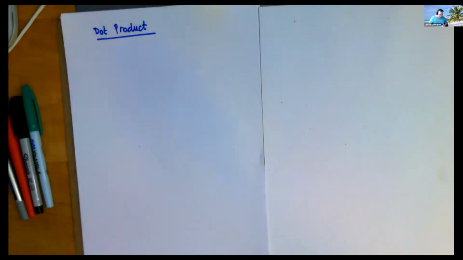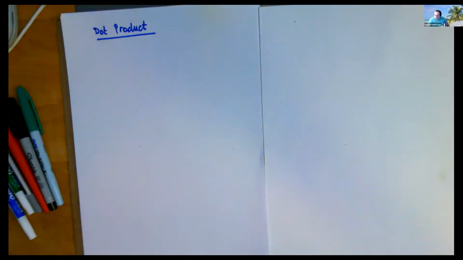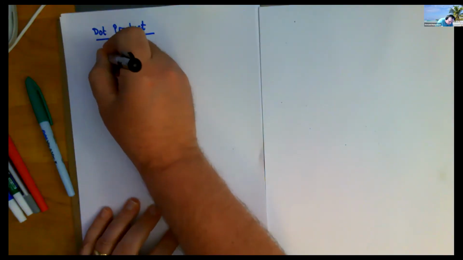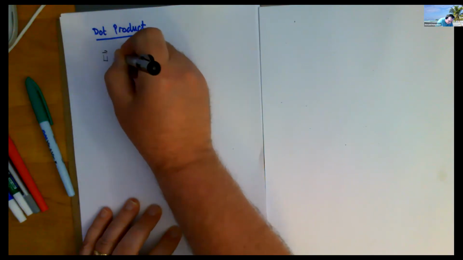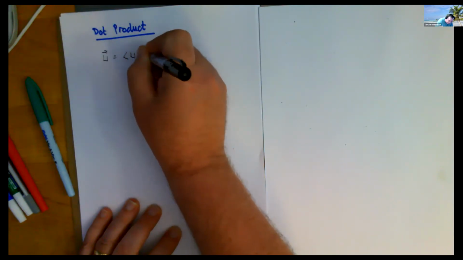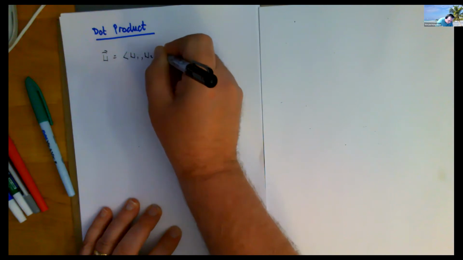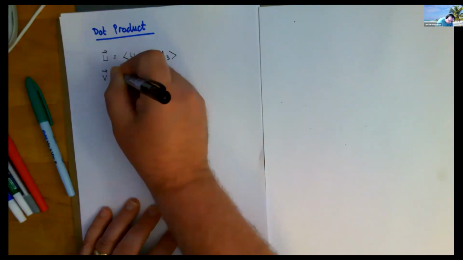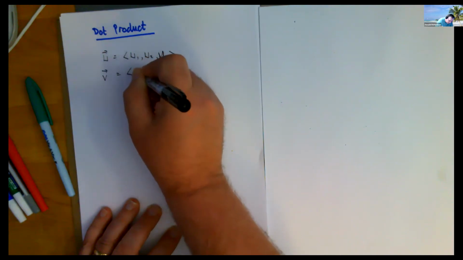Essentially the dot product is a calculation that you do on either 2 or 3-dimensional vectors. Let's do the 3-dimensional version of the formula, but you can certainly adapt it into a 2-dimensional formula. So I've got my 2 vectors, which I'm calling u and v.